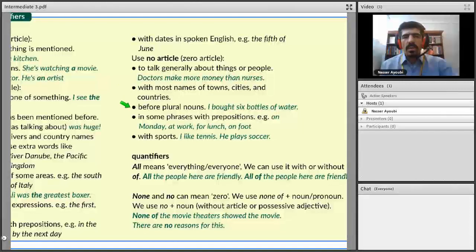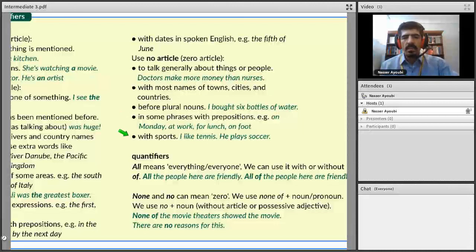Next one, before plural nouns. I bought 6 bottles of water. Not a bottle of water, I bought 6 bottles of water. In some phrases with prepositions: on Monday, at work, at home, for lunch, on foot.